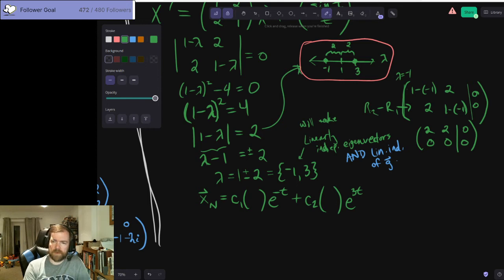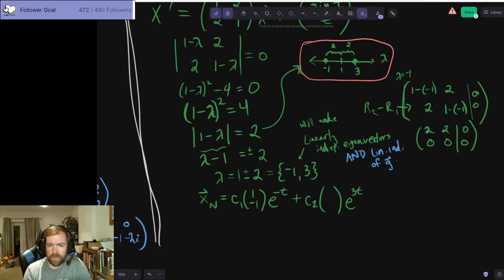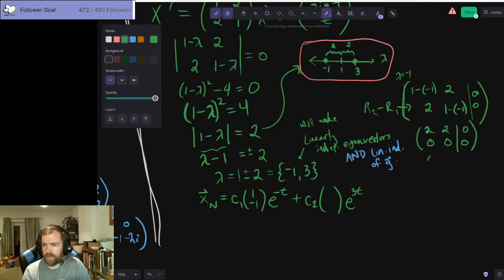Alright, what does that produce for us? Well, it says that the eigenvector is going to be 1, -1, because we can say this is a linear system: 2x1 plus 2x2 equals 0, and so we have 1, -1.